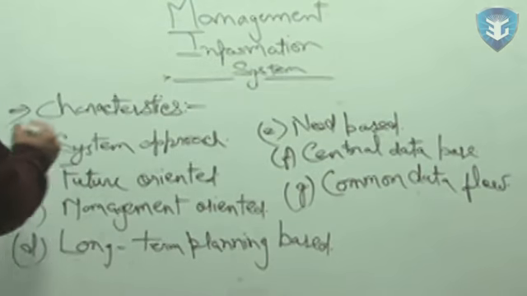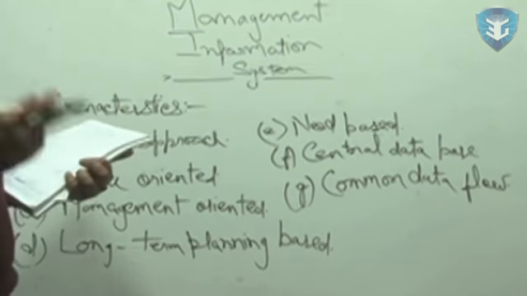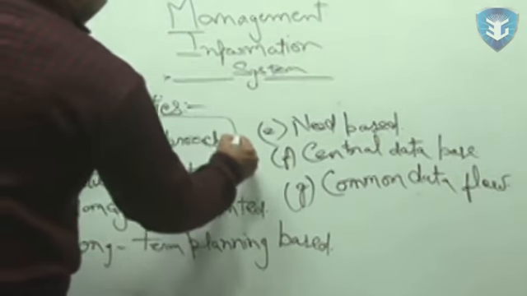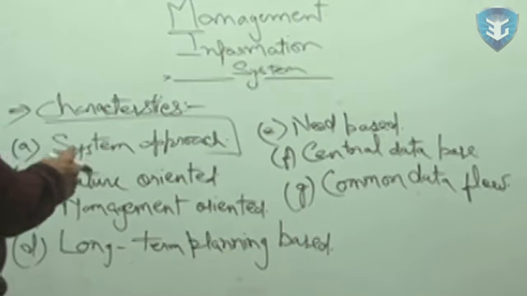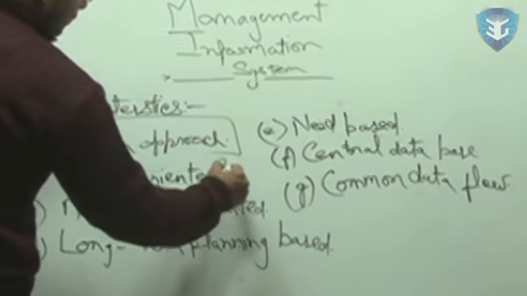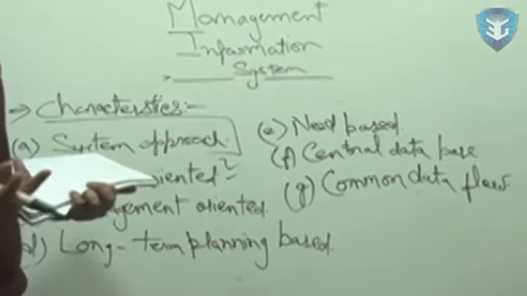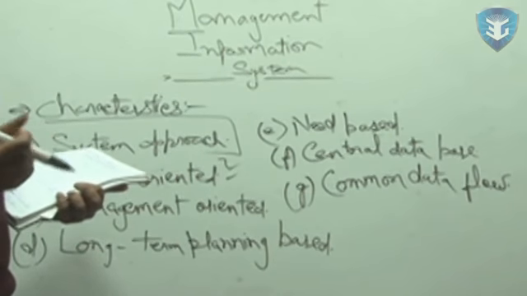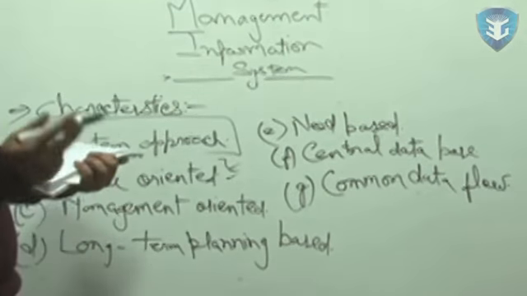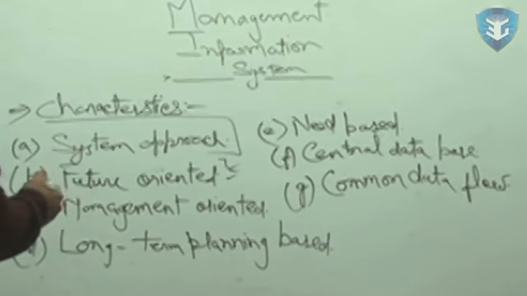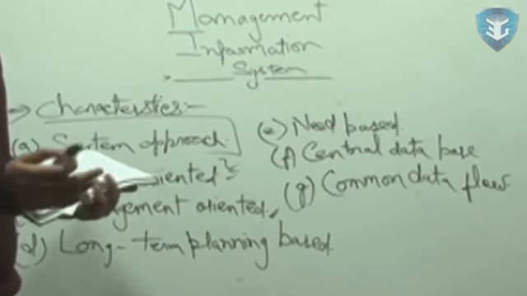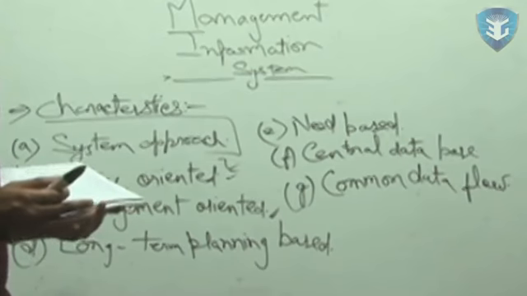Now, the MIS has a system approach. It means that MIS has an approach towards the system very systematically, which actually means that the system approach of MIS is a step by step accumulative approach towards the system. MIS is always future oriented, because we cannot use MIS in a situation where we want results now and then. It is a future oriented concept, which gives us results that will help in our future. Management oriented. MIS is always management oriented, because it is actually a management system of information and data.